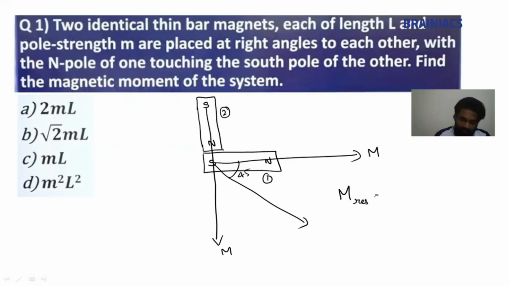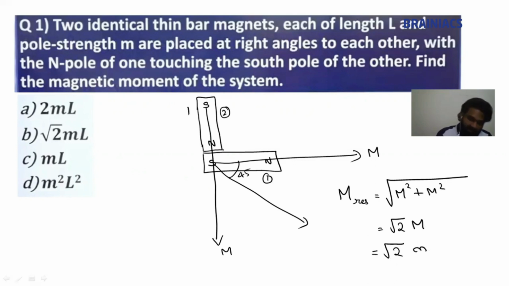Now what is the resultant magnetic moment? They are vectors. Magnetic dipole moment is a vector. So M resultant is root of M square plus M square, which is root 2 M. And what is the value of M? Pole strength m into the length, which is given as L. So M into L. So root 2 mL is the answer. Here option B is the correct answer.